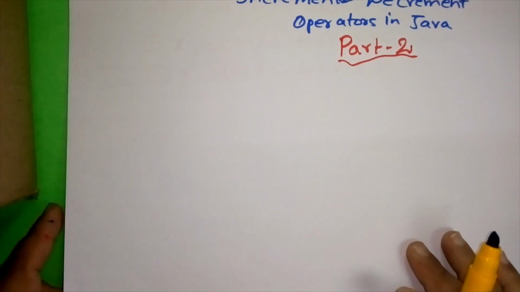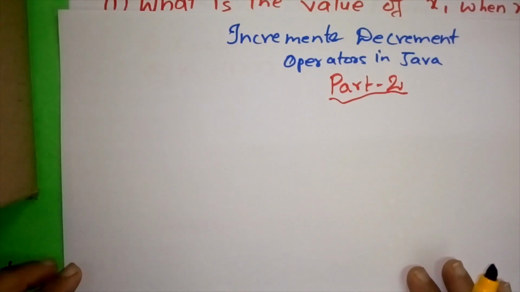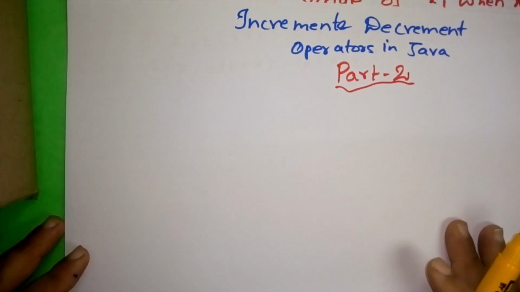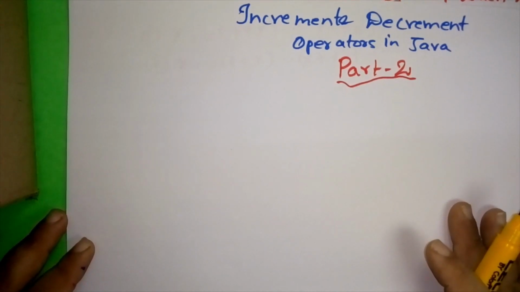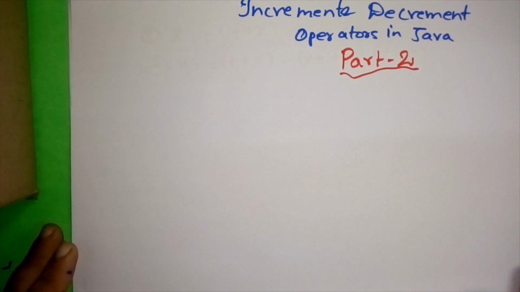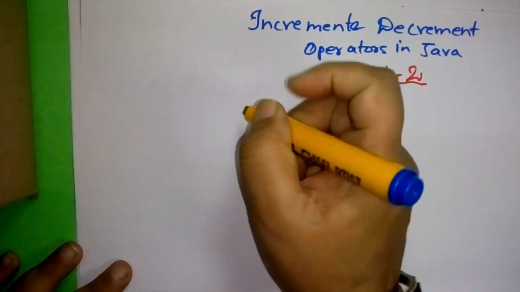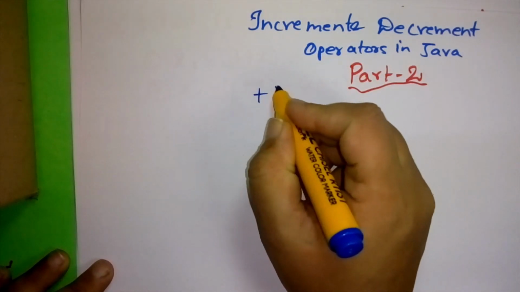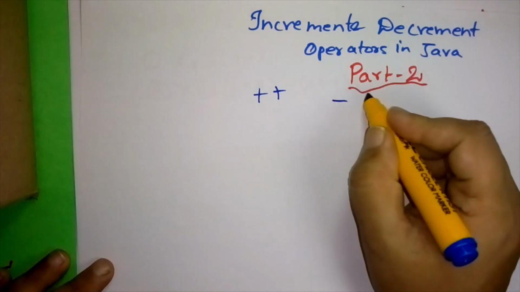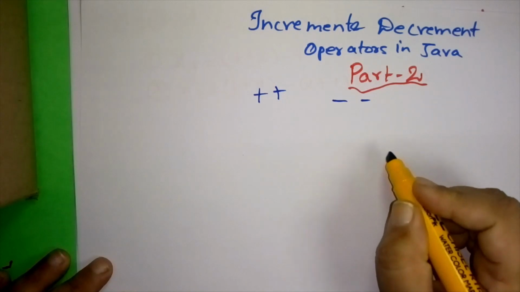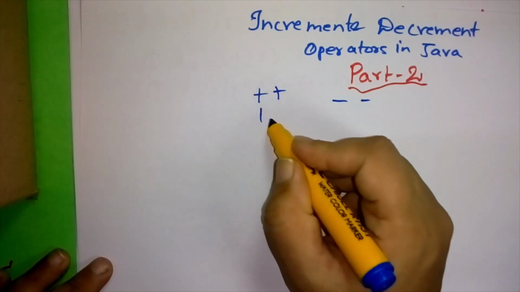In today's video I'm going to tell you about the increment and decrement operators in Java. The other day, in the first part, we had learnt the various versions of increment and decrement operators. Remember that? Yes, plus plus is your increment operator, minus minus is your decrement operator. So there are two versions of plus plus.